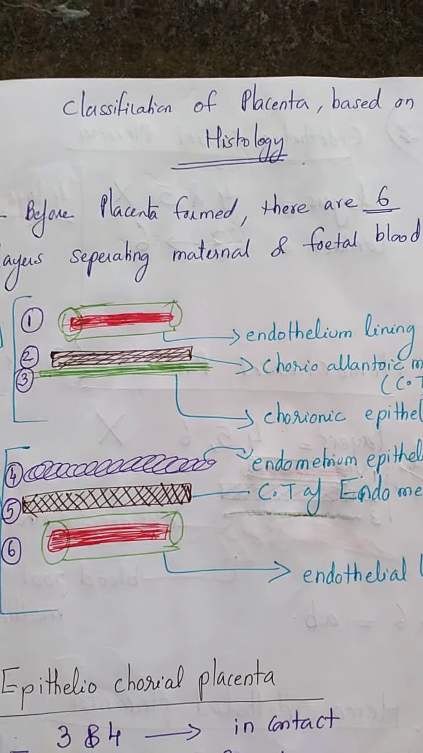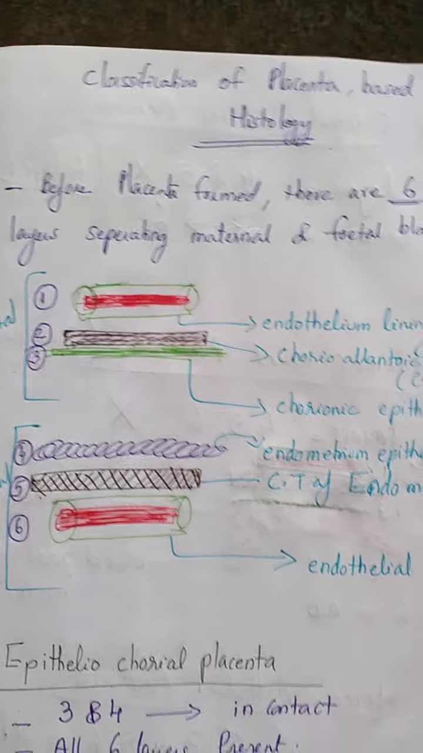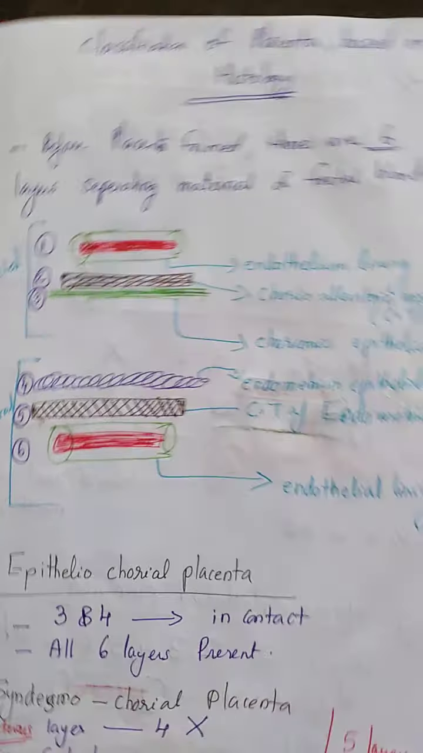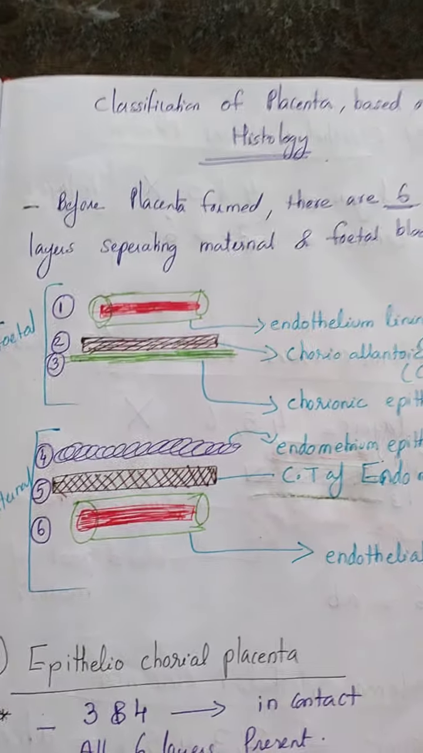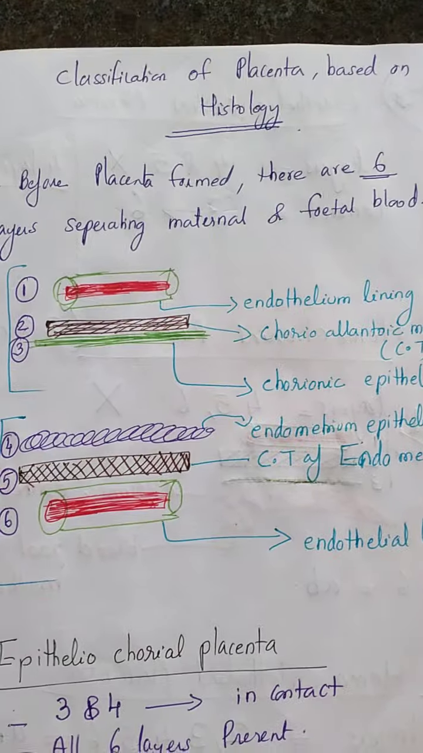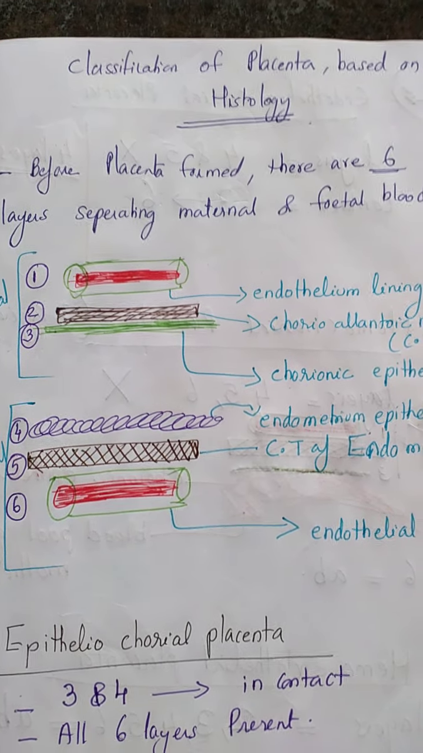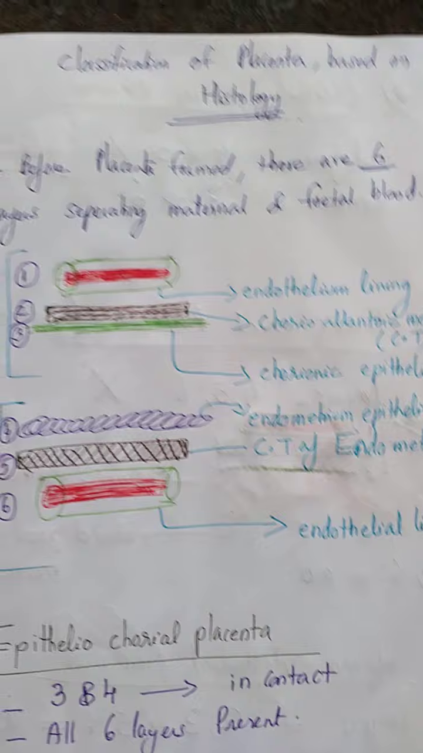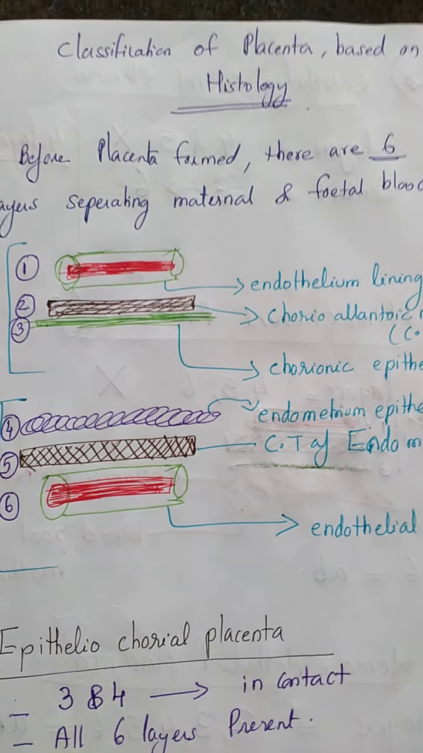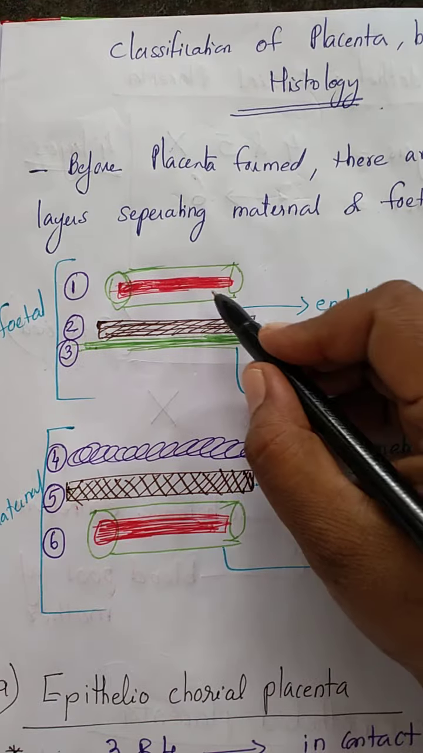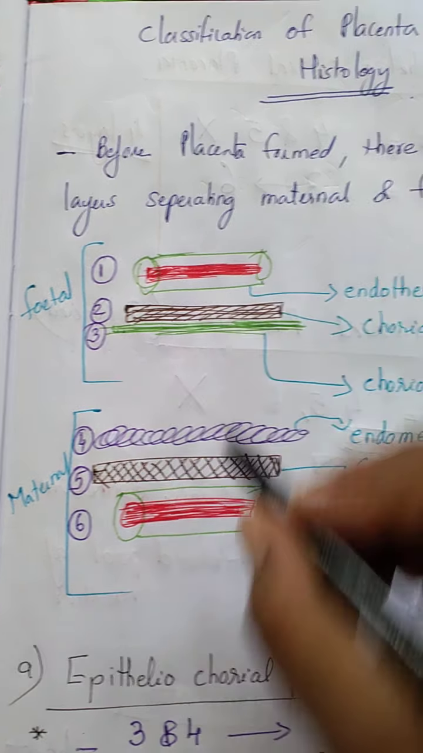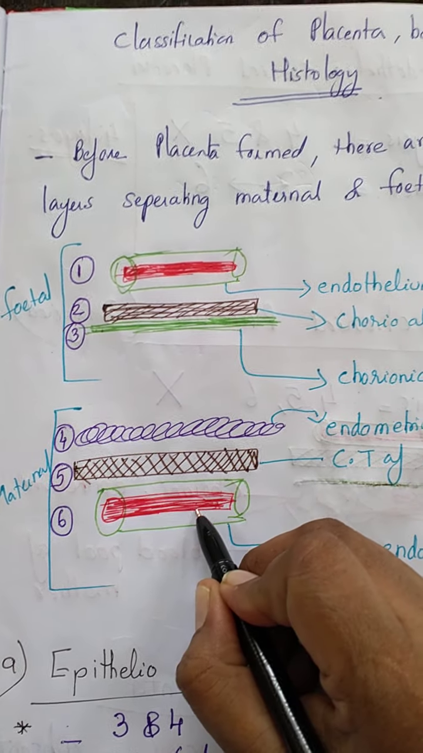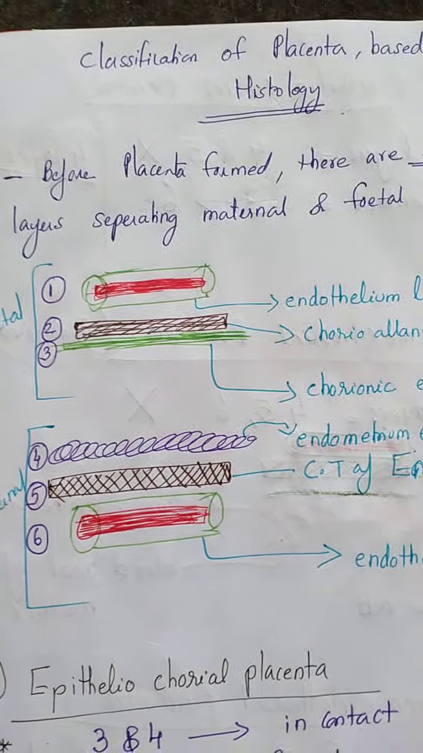Classification of placenta based on histology, that is, based on the cellular layers that separate the fetal circulation from the maternal circulation. Now, before we see the different types of placenta, let's understand what the different tissues are which separate fetus blood from mother's blood. We start from the fetus.